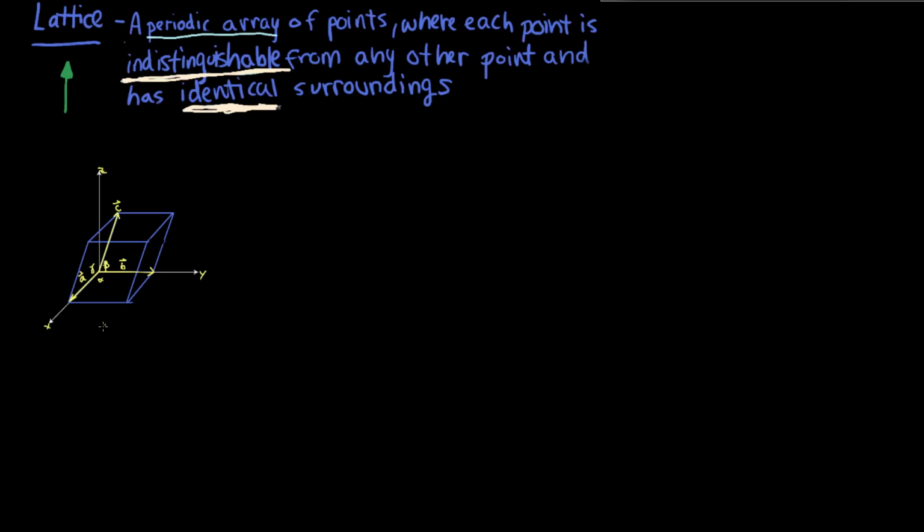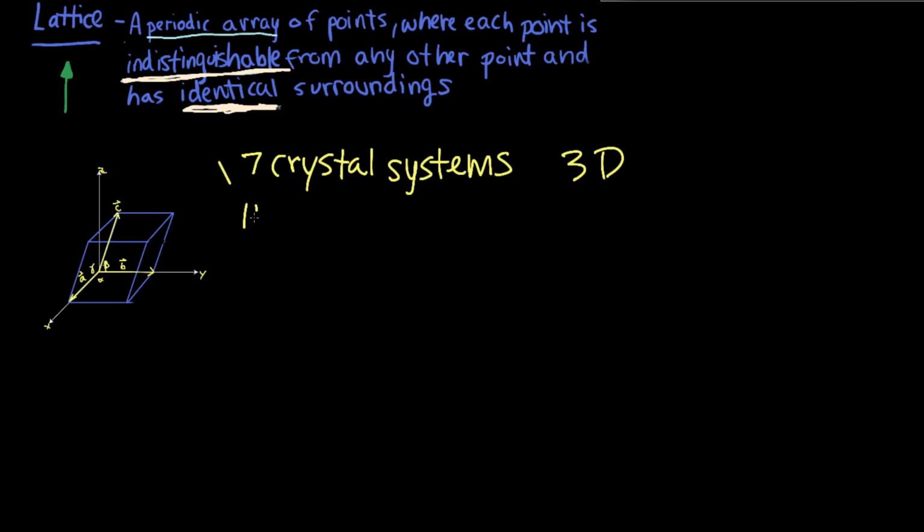In this video, we're going to see how a, b, and c are lattice translation vectors, and alpha, beta, and gamma can be used to form the seven crystal systems in 3 dimensions, and how the 7 crystal systems form the 14 Bravais lattices.